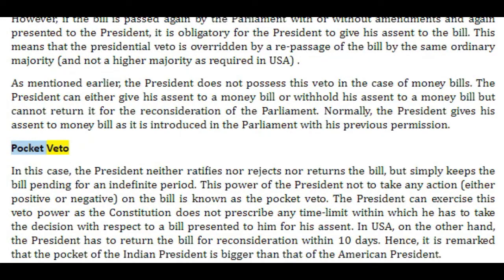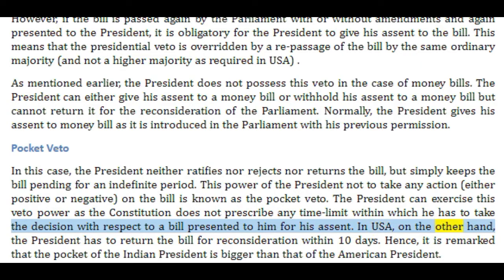Pocket veto. In this case, the President neither ratifies nor rejects nor returns the bill, but simply keeps the bill pending for an indefinite period. This power of the President not to take any action, either positive or negative, on the bill is known as the pocket veto. The President can exercise this veto power, as the Constitution does not prescribe any time limit within which he has to take the decision with respect to a bill presented to him for his assent.